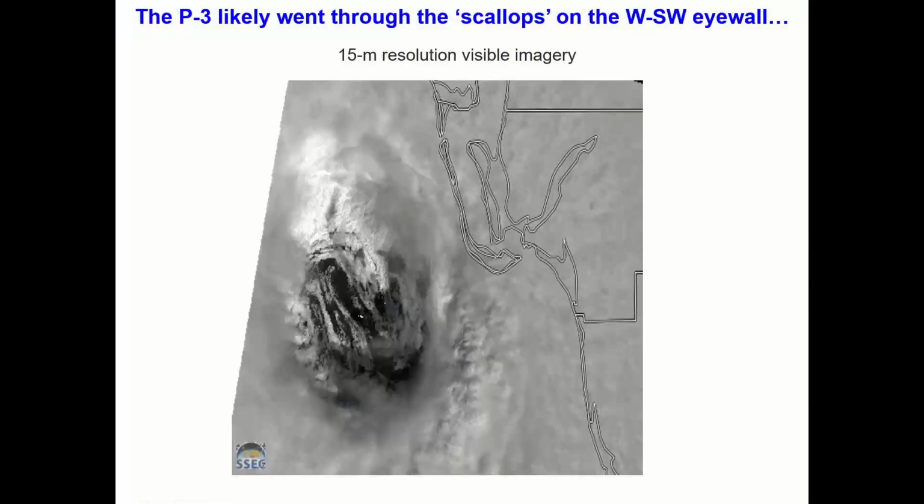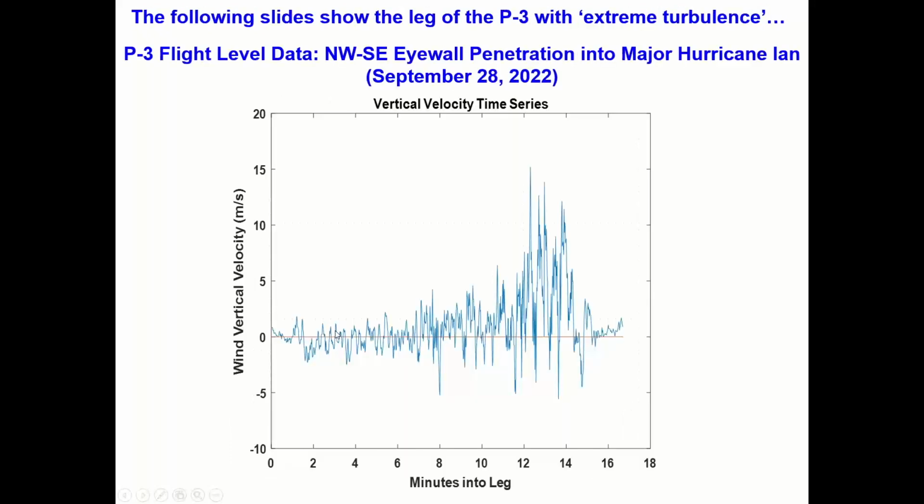So what it looked like is, I think this is 15-meter resolution visible imagery. You can see the scalloping here on the southwest portion where we came through, and all sorts of interesting, in quotes, structures in the eye itself. Low-level mesovortex looking like structures. And we definitely went through the roughest part of the storm.